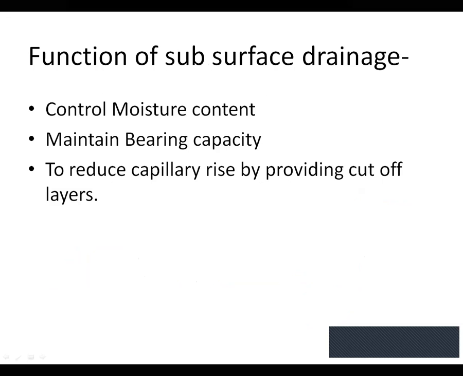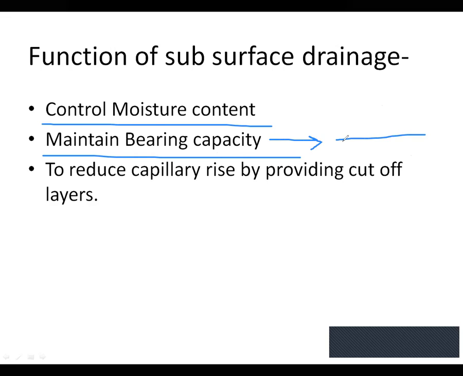So what is the function? It is obvious and default that we do all these things to control the moisture content, and to maintain the bearing capacity. Bearing capacity is the strength of the subgrade to bear the load coming from the carriageway, and it is about how the load is distributed. The carriageway bears the load and transfers it to the base, subbase, and subgrade. So in the ultimate way, it is the ground which bears all the load.